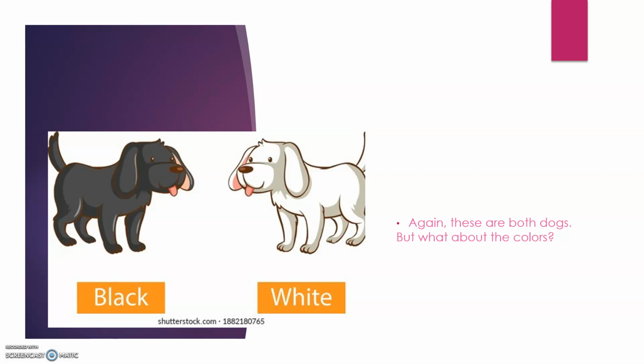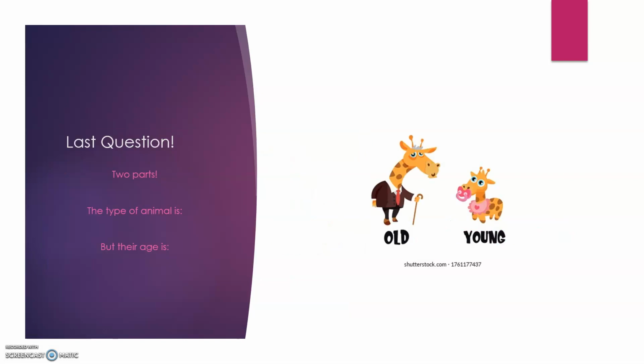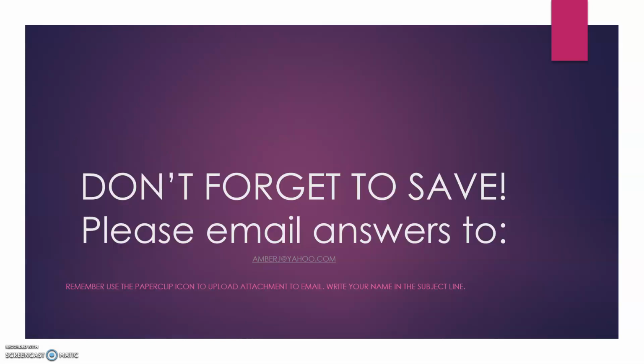Again, these are both dogs. We already know this. This is only one answer because I want to know about the colors. One is black and one is white. So they are... Last question, two parts. The type of animal here is, so are they the same or are they different? Their age is, are they the same or are they different?